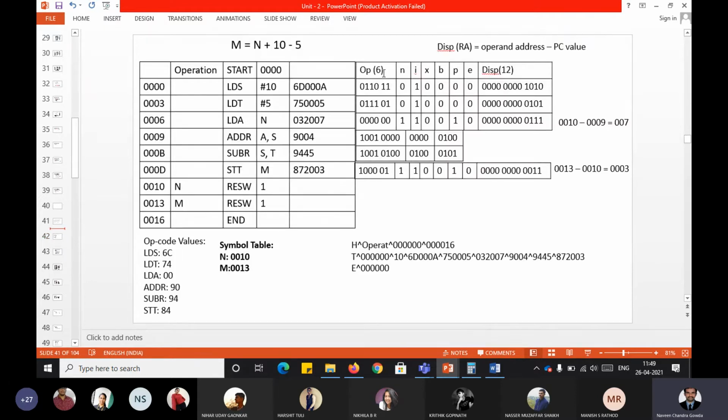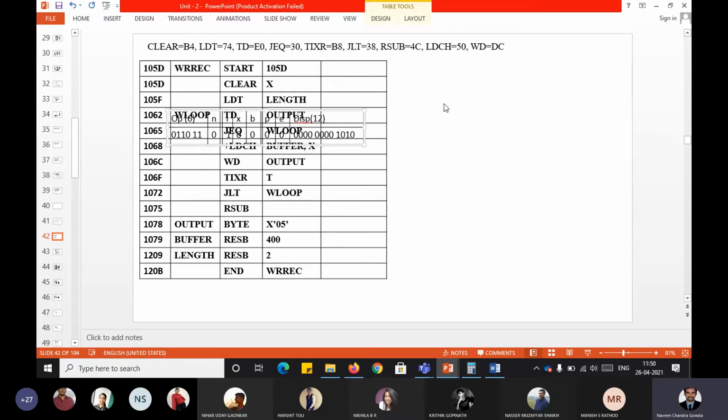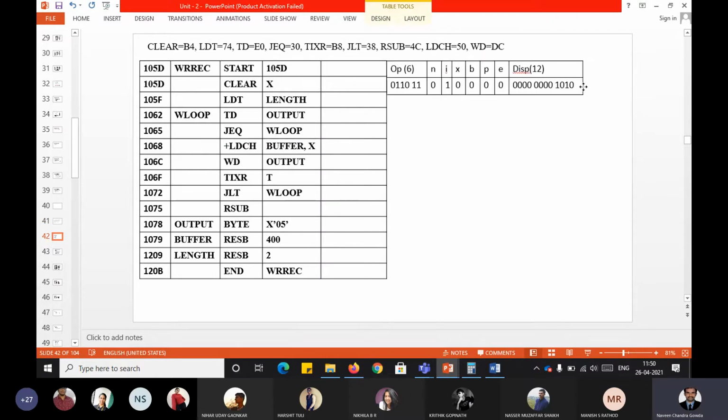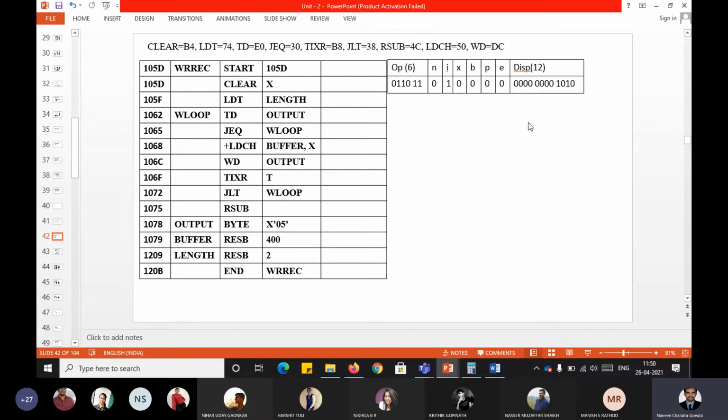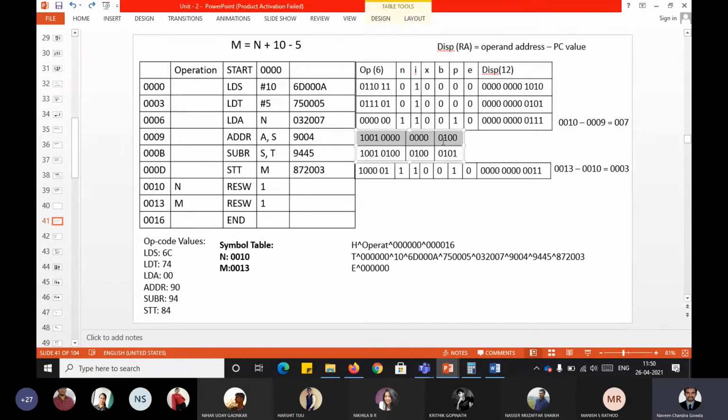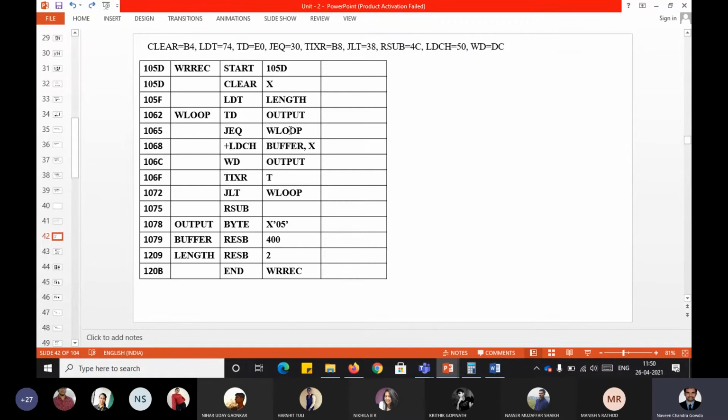Let me make use of this template itself. So we have used this. You can observe right here, this is the format 3 instruction which I have given here. I hope from the previous example you understood. Now, instead of writing the formats, I'll directly take you to the object code. You can observe CLEAR X is the format 2 instruction.